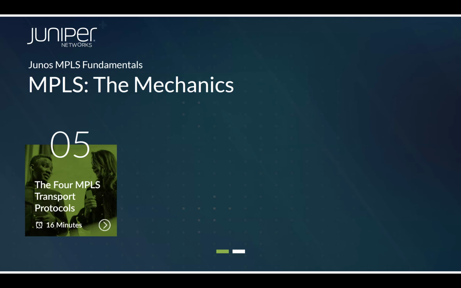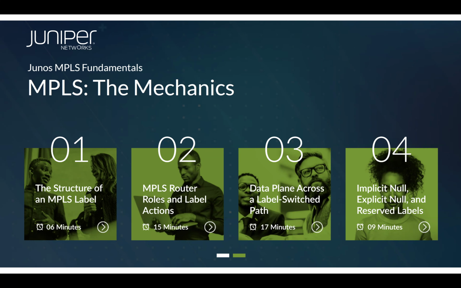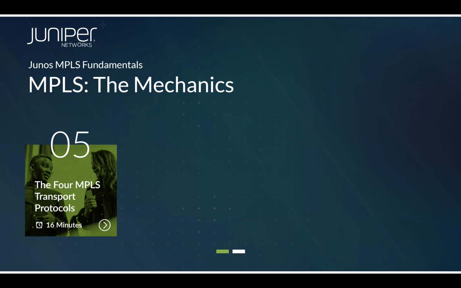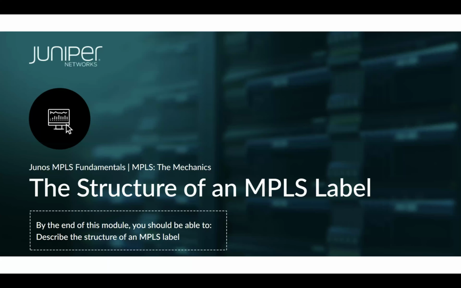Today we are discussing basically 5 sections. In MPLS the mechanics, section 1 is the structure of an MPLS label. Second section is MPLS router roles and label actions. Third is the data plane across a label switch path. Number 4 is implicit null, explicit null and reserved labels. And the last one is the MPLS transport protocols. So let's go to section 1, the structure of an MPLS label.